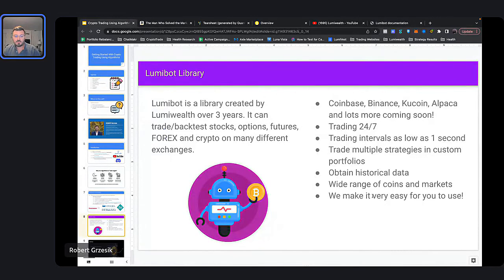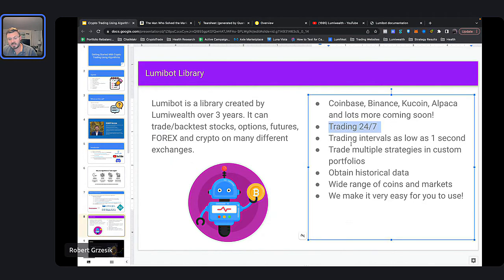All right, cool. So that's our library. Some bullet points on it. We can trade with a bunch of different crypto brokers: Coinbase, Binance, KuCoin, Alpaca. Interactive Brokers is also on there. And we're going to be adding a lot more coming soon. We're planning on adding in TD Ameritrade sometime soon. We're probably going to add in a few more crypto brokers and a bunch of other things too. Using Lumiwealth, you could trade 24/7, right? You have trading intervals as low as 1 second.